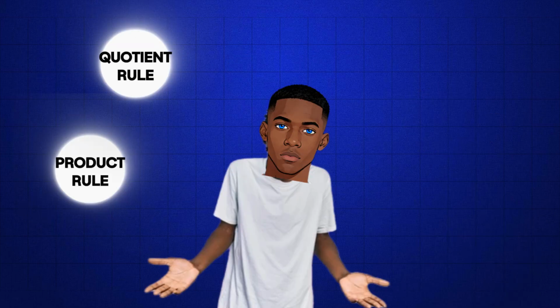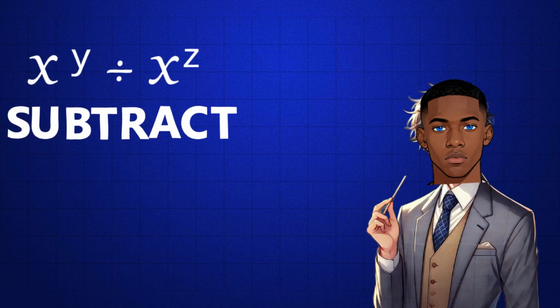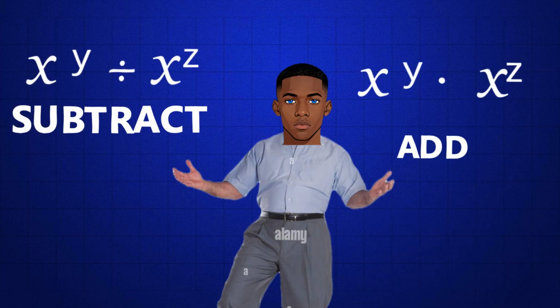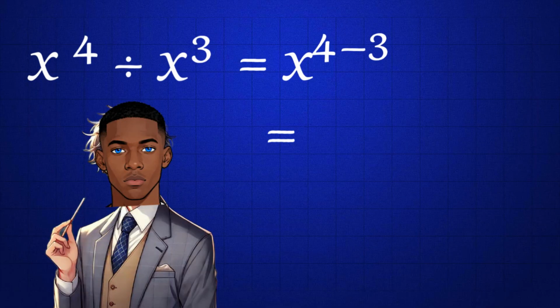Simple. Quotient rule. When dividing exponents with the same base, you simply subtract. This is the opposite of what we did in product rule. That's it. For example, x to the power of 4 divided by x to the power of 3, you subtract it, so it becomes x to the power of 4 minus 3, which is x to the power of 1, which is just x. That's it.